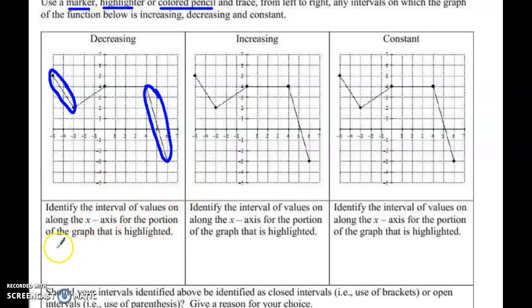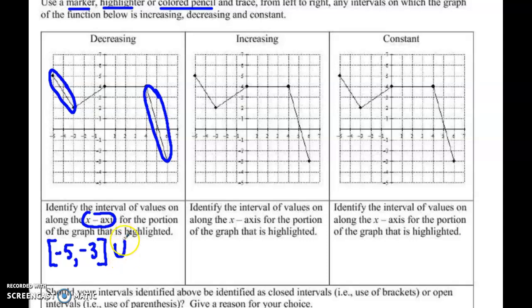So before I move on, I want to point out the interval on the x-axis. I actually understand there are two different answers. Depending on what math book you read, they're going to use brackets to say that it's decreasing from -5 to -3. We give the x values for the portion that was highlighted. And I think you're used to it, but if you're not, let me explain that.